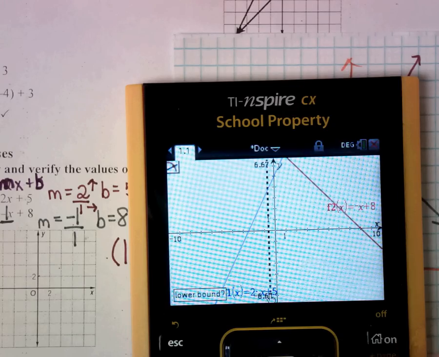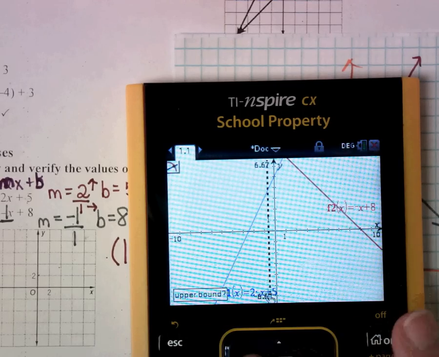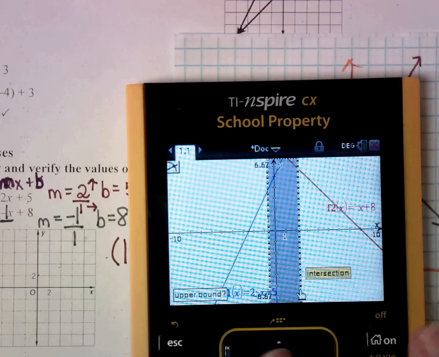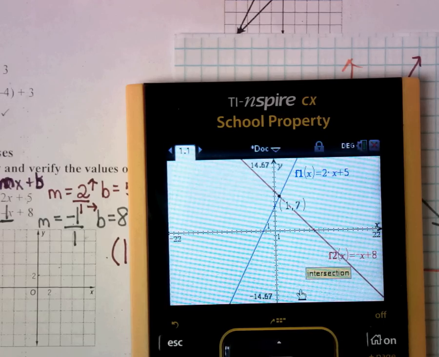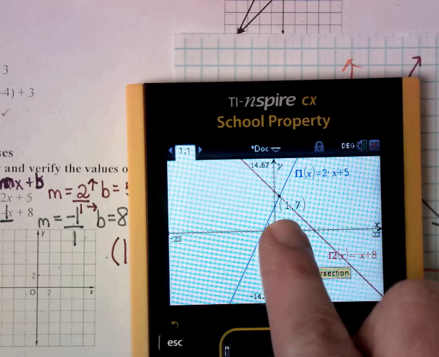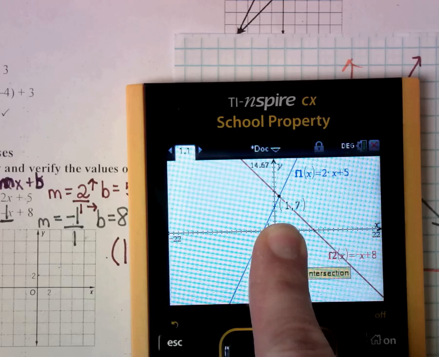So I'm going to go ahead and click. I know that's to the left of my point. And now it says upper bound, which means where's the right of your point. So I'm going to slide it without clicking. And it's predicting the intersection, right? I'm going to go ahead and click and hit enter. And look, there it adjusted my graph. And there it's telling me that, yes, our point of intersection is 1, 7.